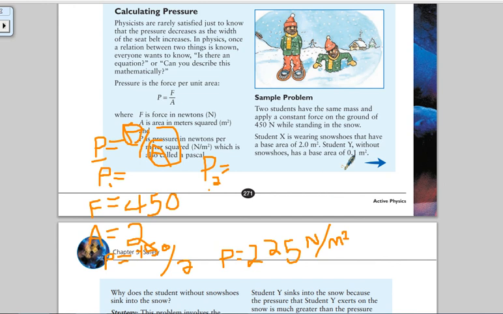Then student Y without the snowshoes has a base area of 0.1. So 1/20th that of the first student. So area equals 0.1. Alright, so P2 equals 450 divided by 0.1. And anytime you divide by a decimal, pretty much, if it's 0.1, multiply by 10. Makes it a lot easier. And you get 4,500. So 4,500 pascals or Newton per meter squared.